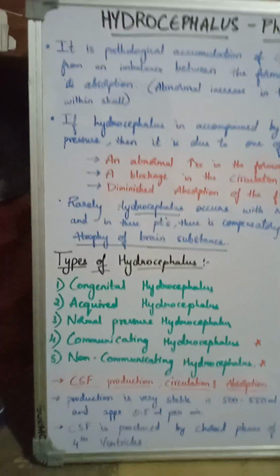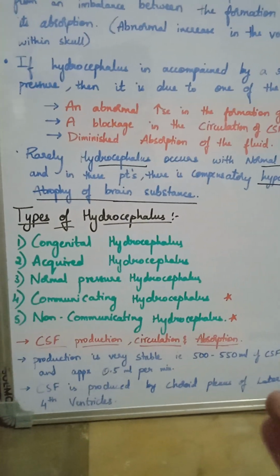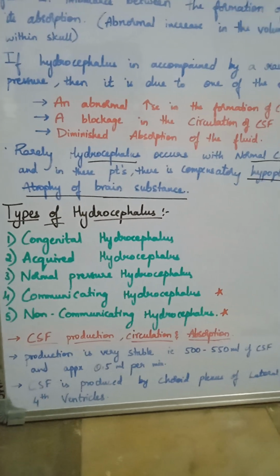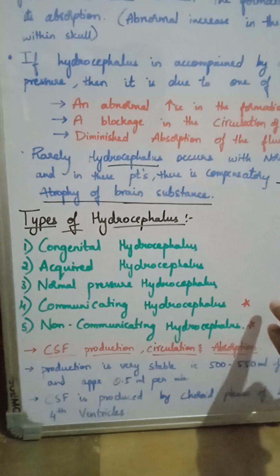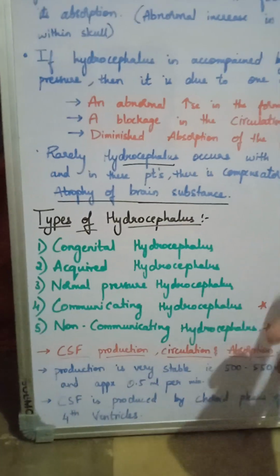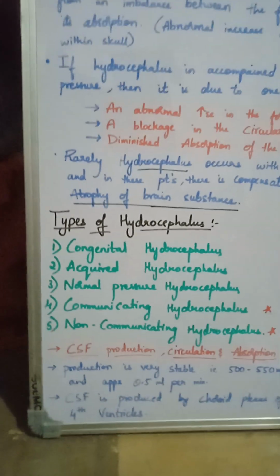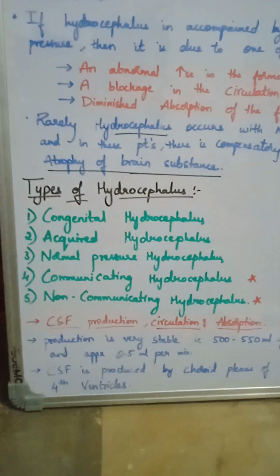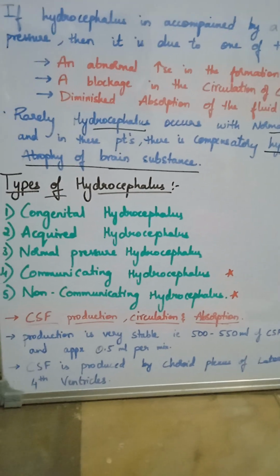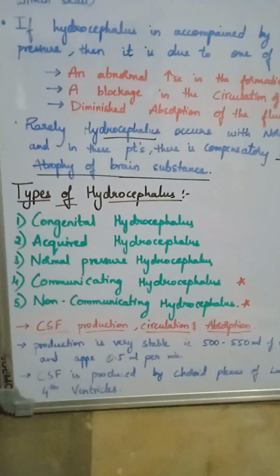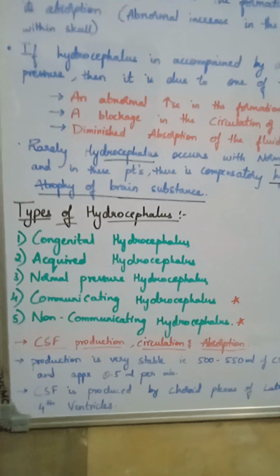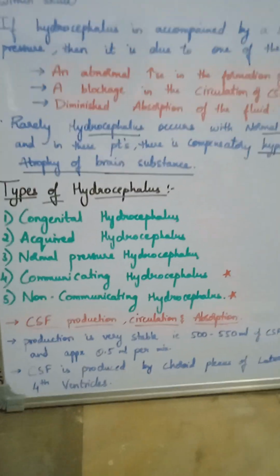And what are the types of hydrocephalus? That is congenital hydrocephalus, acquired hydrocephalus, normal pressure hydrocephalus, communicating hydrocephalus, and non-communicating hydrocephalus. Mostly we'll be concentrating on communicating and non-communicating hydrocephalus. According to the textbook we have 5 types, but communicating and non-communicating are the main types, and in general terms we describe hydrocephalus as communicating and non-communicating hydrocephalus.